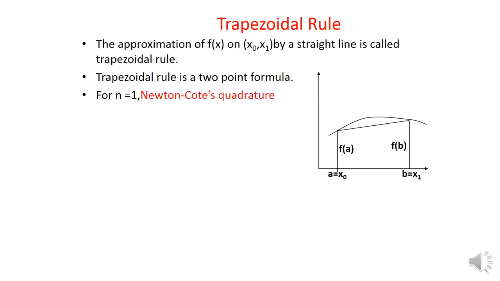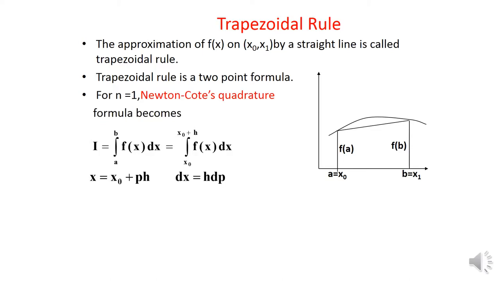Now we take the Newton-Cotes quadrature formula, and in that we put n = 1. When we put n = 1, we can write the I value as the integral from a to b of f(x) dx, which is equal to the integral from x0 to x0 + h, because only the first point has been taken, of f(x) dx. Now we will substitute the value of x as we did in the Newton-Cotes formula as x0 + ph. We differentiate it and get dx = h dp.